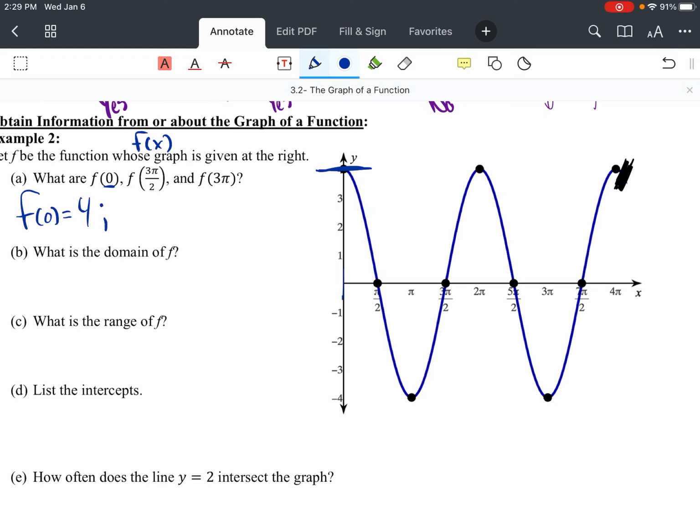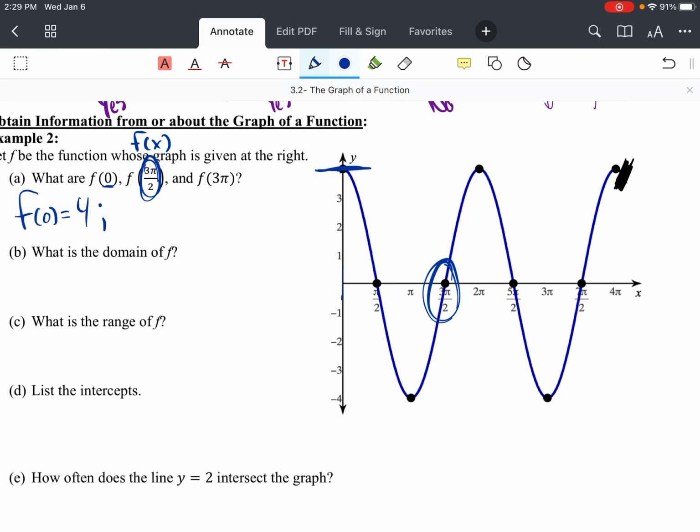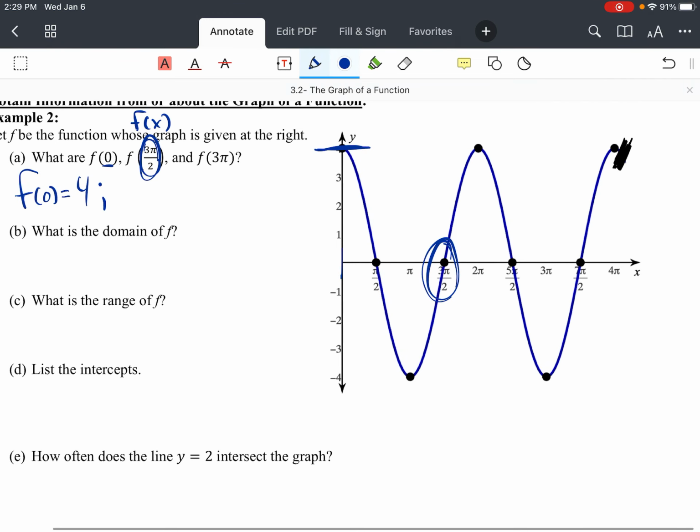Okay, and so let's go ahead and take a look at f of 3 pi over 2. So again, this is your x value that you're looking for. So f of 3 pi over 2, well, we're looking for it over here, so it's right here. And notice that my y value for this is actually 0 because it's on the x-axis. So f of 3 pi over 2 is actually equal to 0. Okay, and then we're going to take a look at this last one, which is f of 3 pi. So 3 pi is right here.